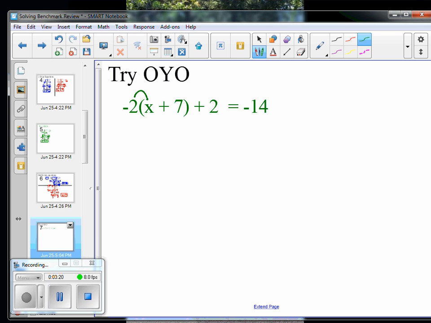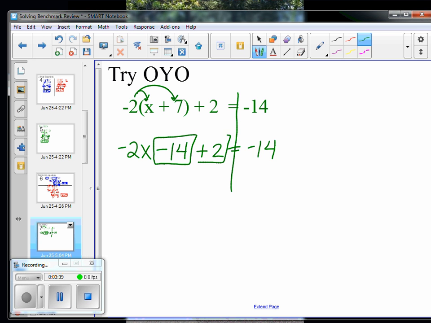All right, check to see if you got this one right. So first distribute it just to the parts in parentheses. You get negative 2x. Negative 2 times 7 is a negative 14. And then you still have your plus 2 and your negative 14. Don't forget to just copy what's left. So our like terms in this case now are negative 14 and a plus 2. Negative 14 and a positive 2 make negative 12.